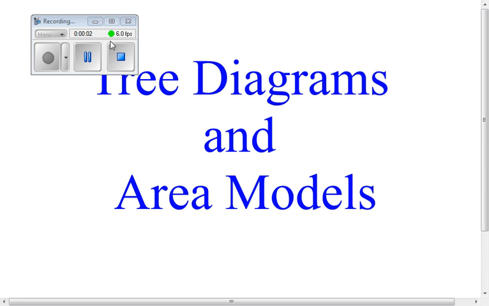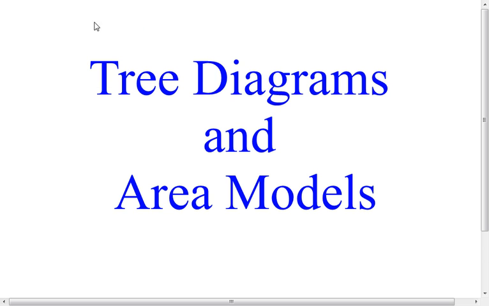All right, this is the beginning of our probability unit, and so we're going to start out with just some pretty basic probability concepts today, starting with tree diagrams and area models and looking at some other kinds of probability.